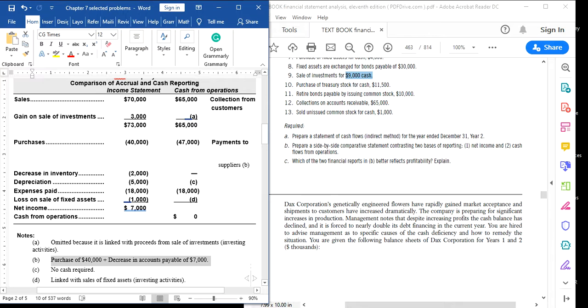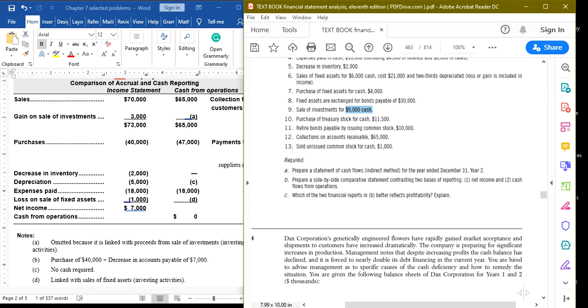Decrease in inventory by $2,000. This is also given, and there is no equivalent on this side. Depreciation is given, would be negative in here, but separately we don't have any cash required. I mean, there is no cash activity over here. Expenses paid $18,000. As I said, those have been included.